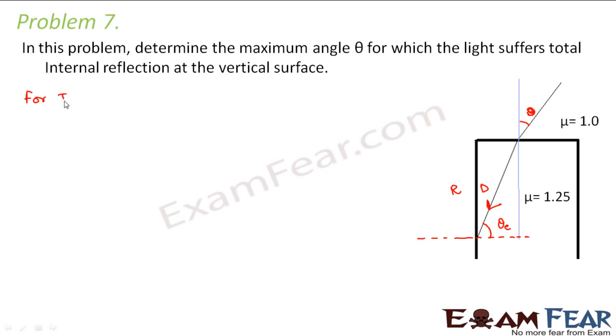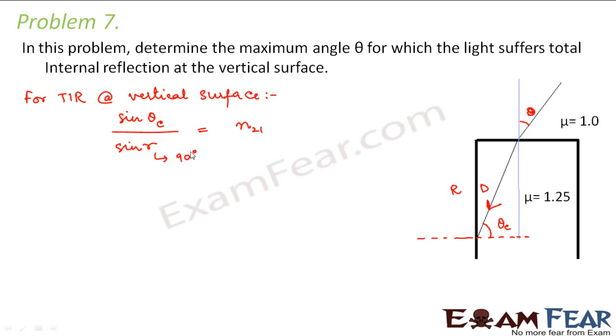So for total internal reflection at the vertical surface, sine of angle of incidence, that is sine theta c, divided by sine of angle of refraction should be equal to n21. This angle of refraction should be 90 degree. So this will be sine theta c is equal to n2 by n1. So this is medium 1, this is medium 2, because we always assume that light is traveling from medium 1 to medium 2. So what is n2? n2 is the rarer medium, that is the refractive index of air.